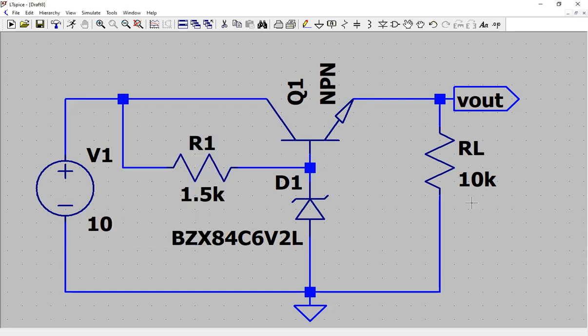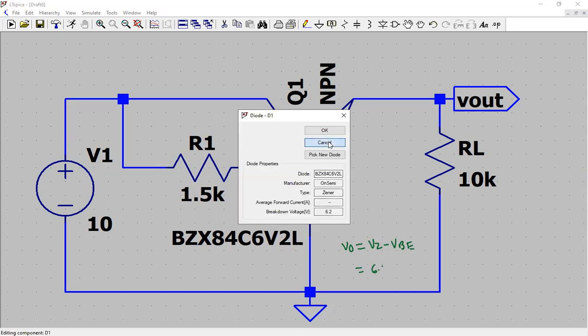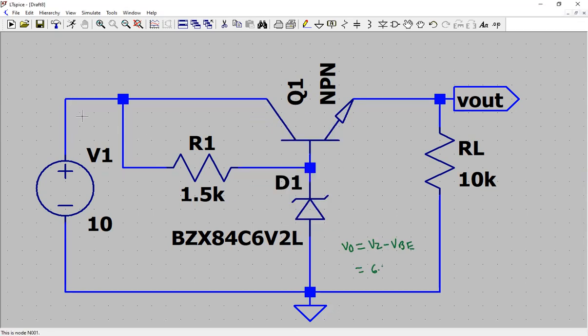So the output voltage is going to be VZ minus VBE, as we have seen before. So it will be 6.2. Let me check again how much it was. 6.2 volt. Yeah. So it's going to be 6.2 volt.